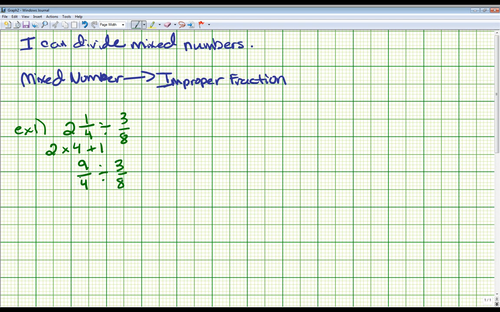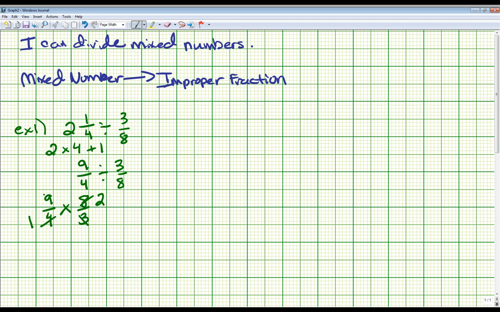To review from our last lesson, we don't actually do any division. We're going to same, change, flip the fraction. We're going to keep the 9/4 the same. We're going to change the division sign to a multiplication sign. And we're going to flip that second fraction upside down to its reciprocal. Now we can go ahead and see if there's anything we can simplify at this stage. I know that 4 can go into 4 and 8. So 4 can go into 4 one time. 4 can go into 8 two times.